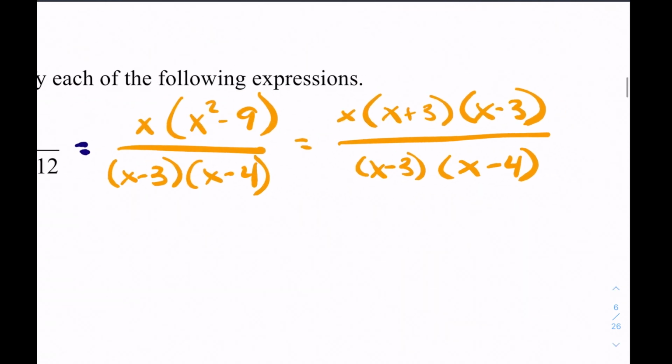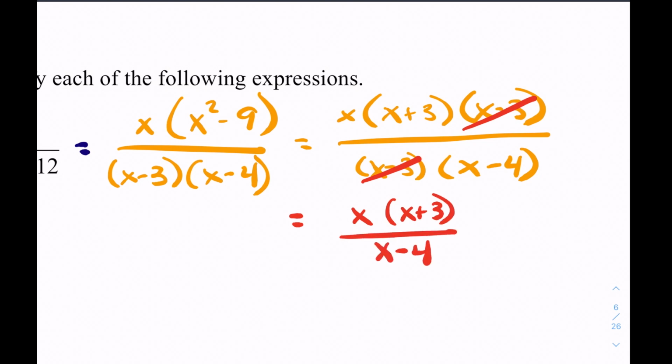Now, this is where we reduce. And I don't say cancel because we're not getting rid of something, we're simply saying that x minus 3 divided by x minus 3 is equal to 1, because any number divided by itself is 1, leaving us with our final expression of x parentheses x plus 3 all over x minus 4.